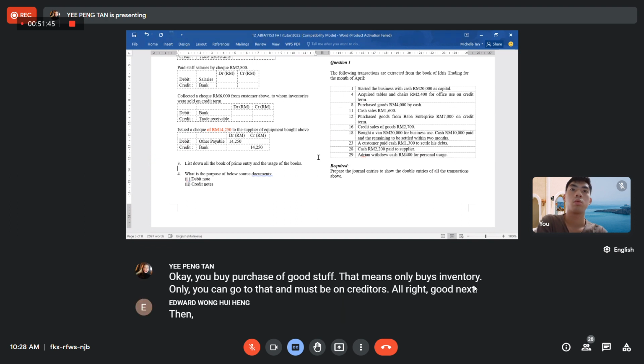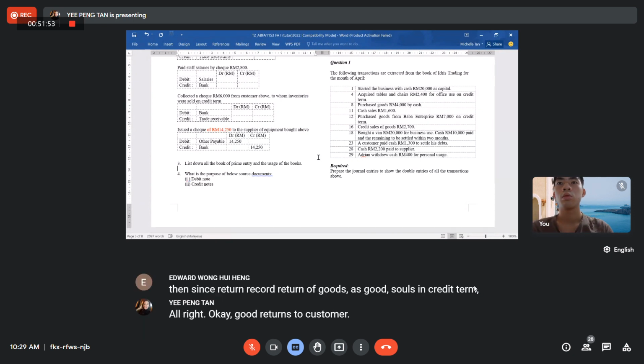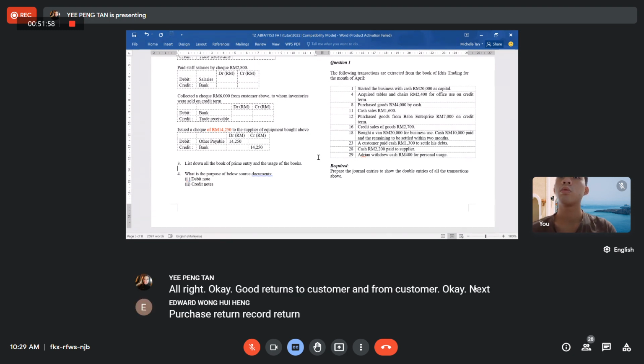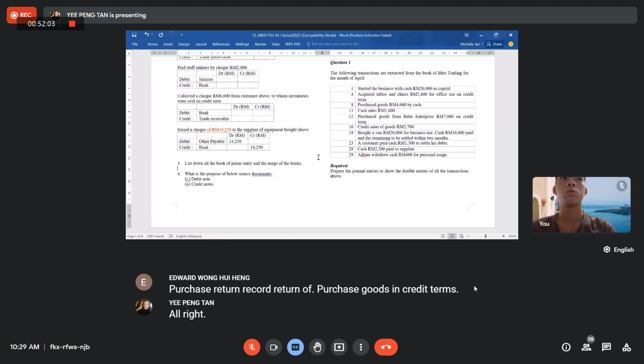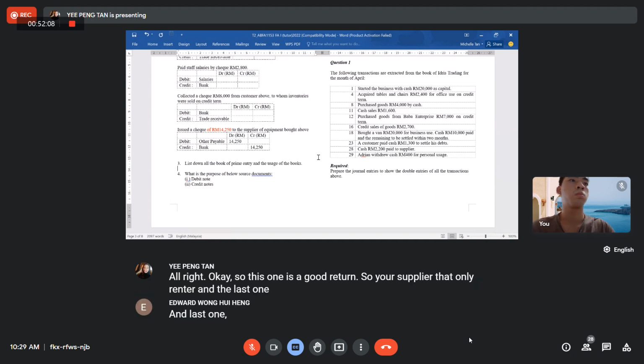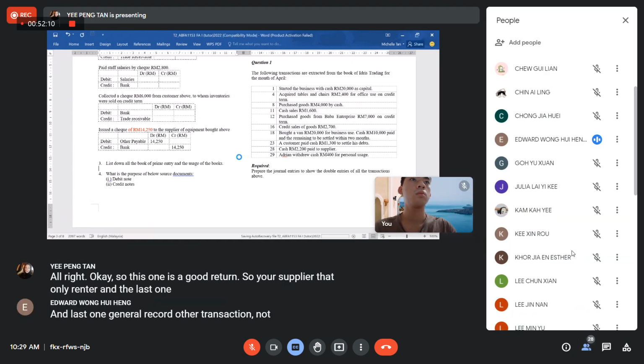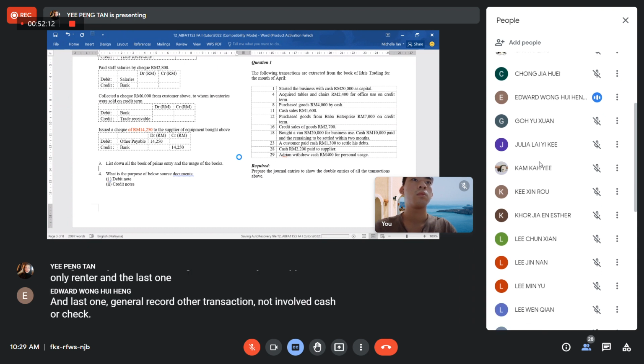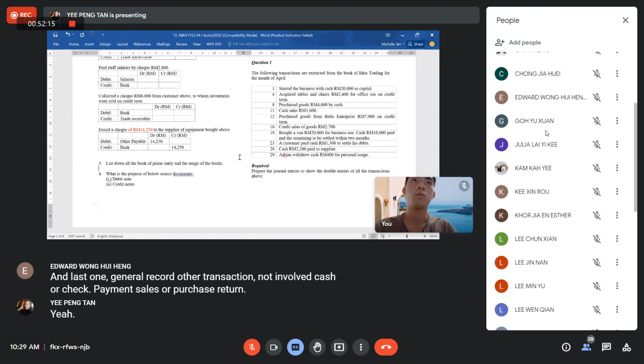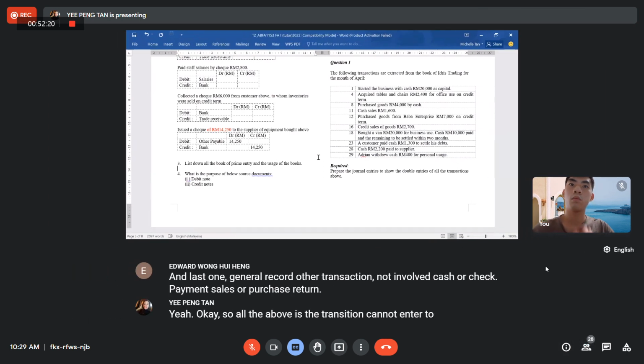Sales return, records return of goods sold on credit terms. Good, returns to you from the customer. Next, purchase return, records return of purchased goods on credit terms. So this one is goods returned to your supplier. And the last one, general journal, records other transactions not involving cash or check payment, sales or purchase returns. So if the transaction cannot enter any of the above, then you will go to the general journal.